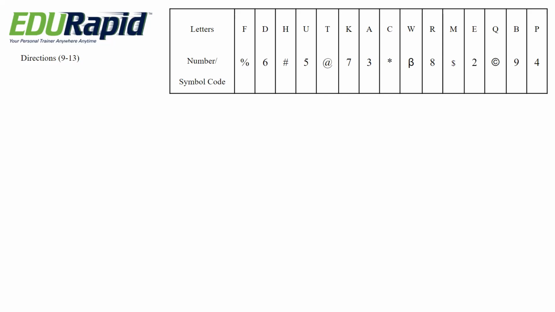For letter W, it is coded as beta. For letter R, it is coded as 8. For letter M, it is coded as $. For letter E, it is coded as 2. For letter Q, it is coded as the copyright symbol. For letter B, it is coded as 9. For letter P, it is coded as 4.